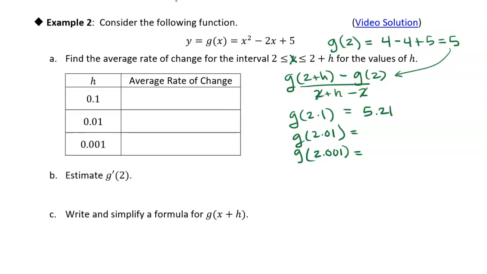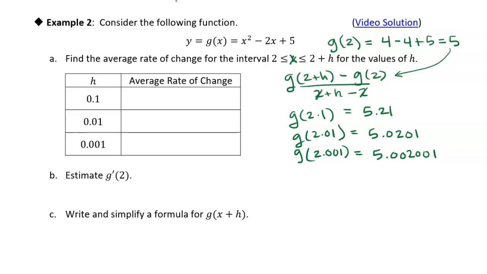Plug in 2.01, I get 5.0201, and when I plug in 2.001, I get 5.0020001. Okay, so now I just need to take the difference between these g values at 2.01 and 2.001, and subtract 5 from it, and then divide by the h value, 0.1 or 0.01 or 0.001.